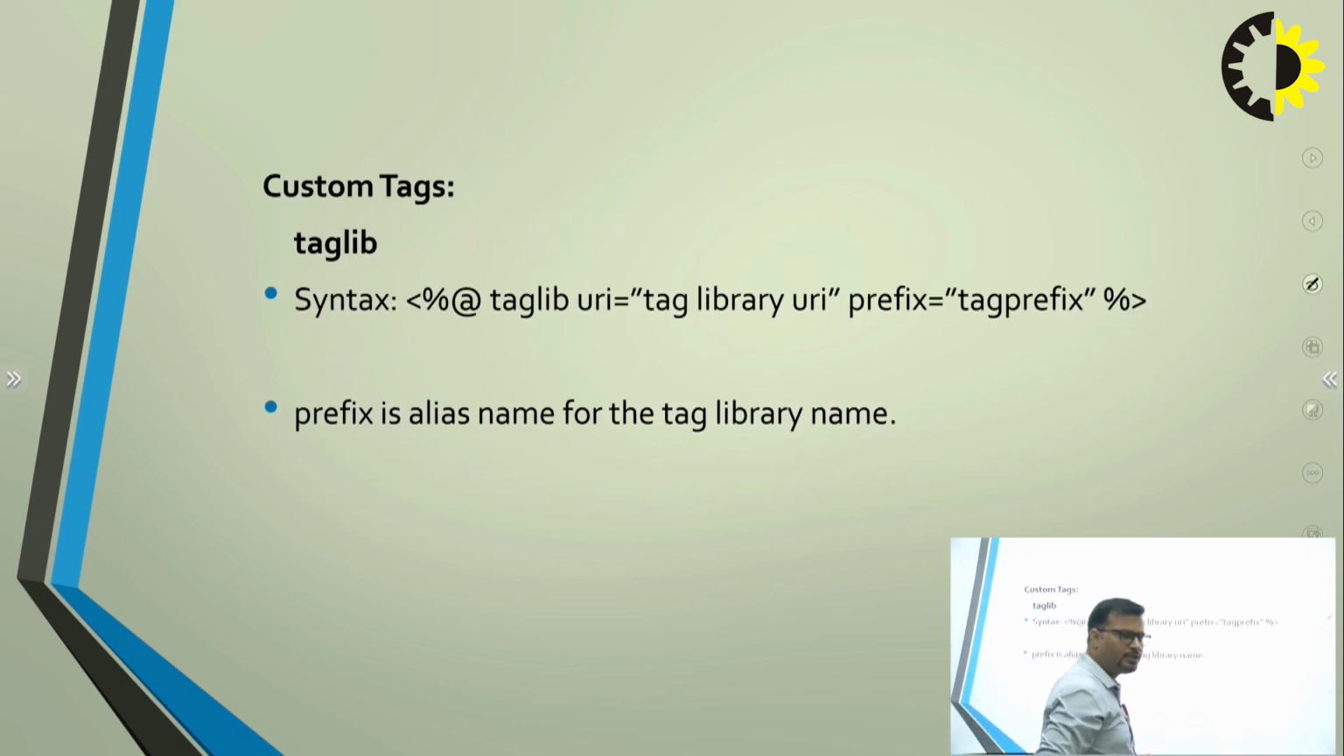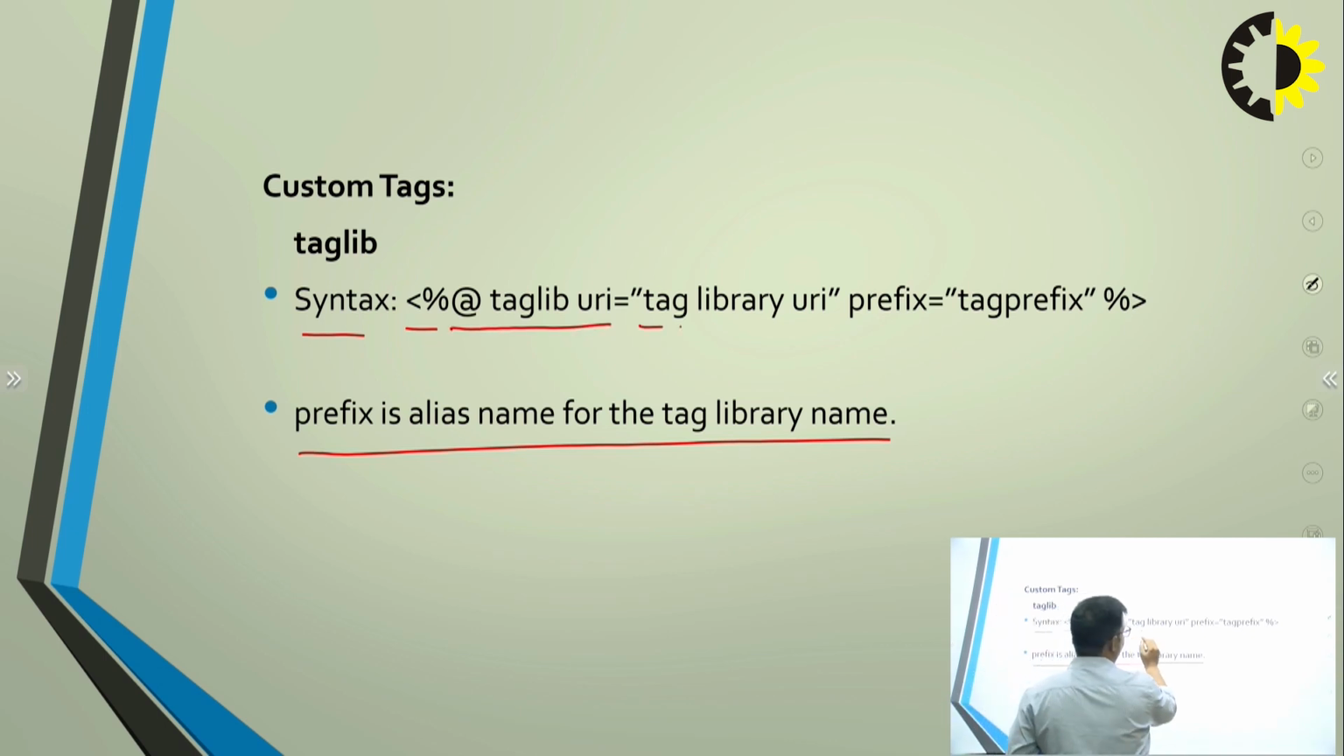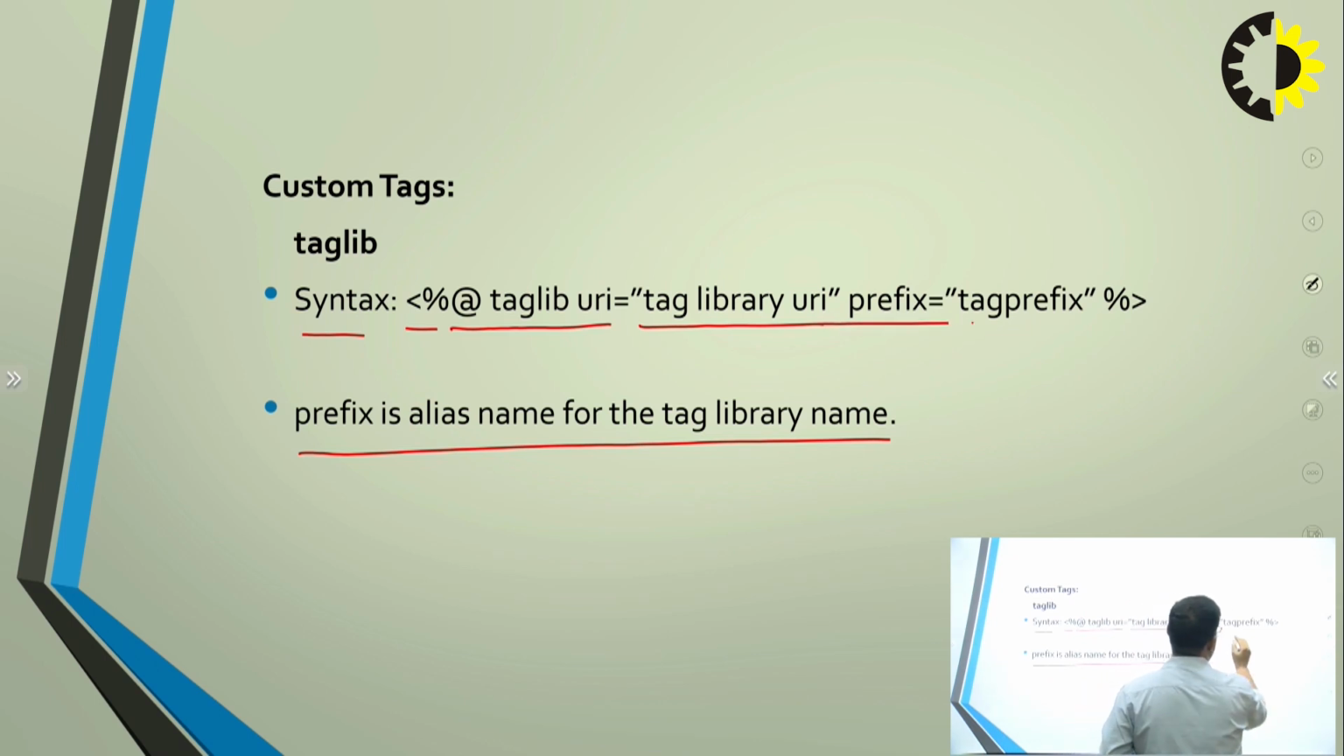Then what is the custom tag? Here we use the custom tag with a tag library. The prefix is an alias name for the tag library name. The syntax is <%@ taglib uri="tag library URI" prefix="tag prefix" %>.